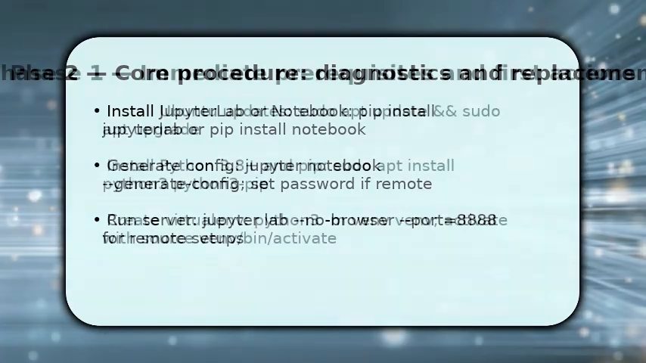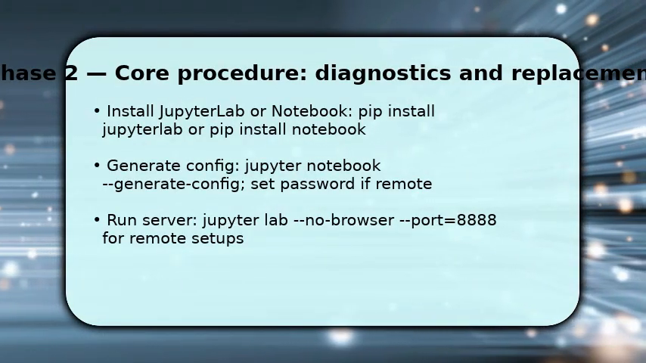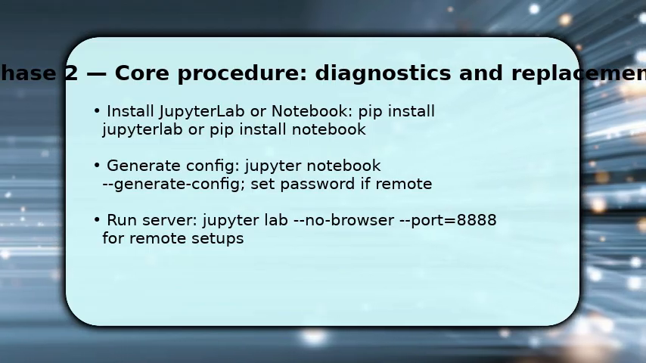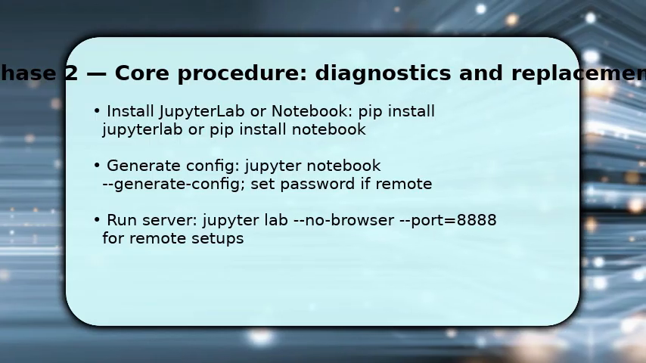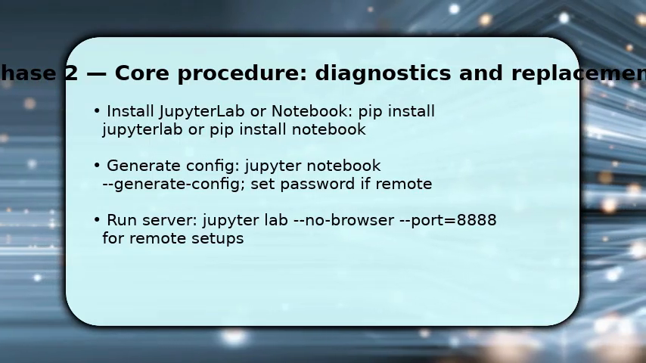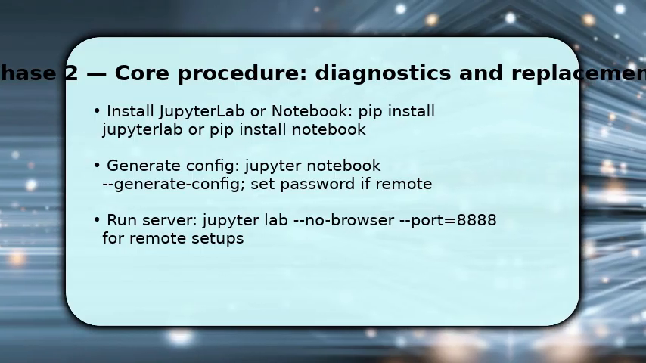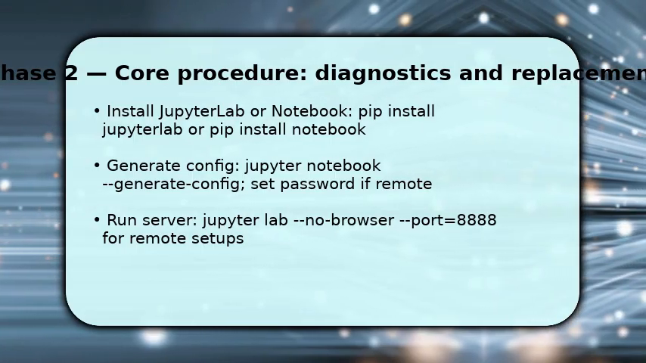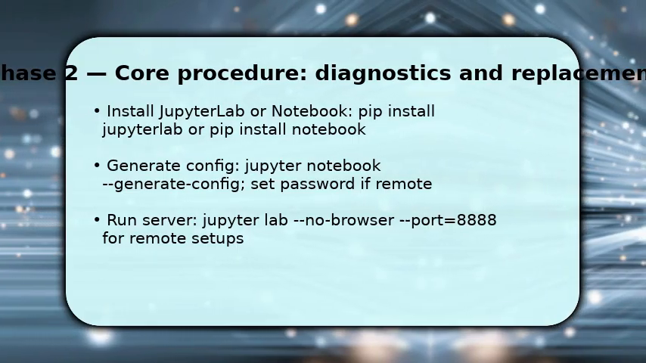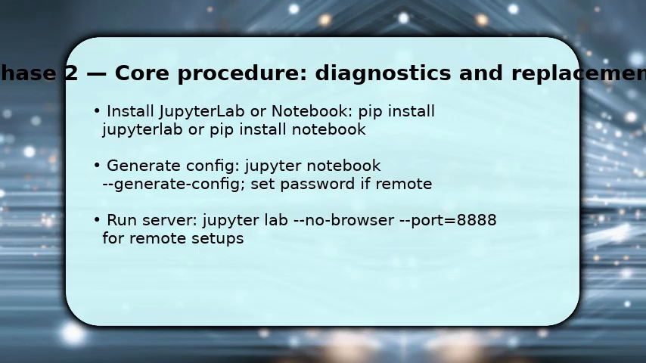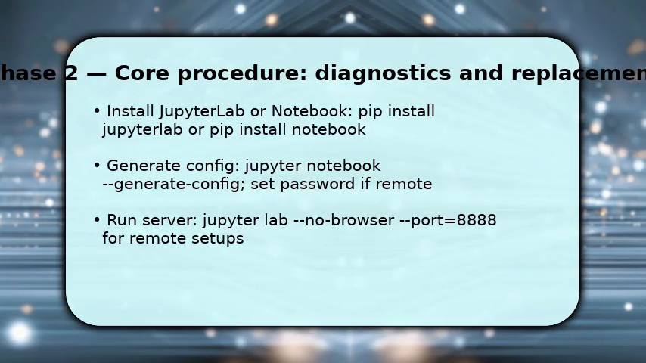Next, install Jupyter Lab for a modern interface or the classic notebook. Pip handles both. Once installed, generate a config file so you can configure ports, IP, and security. If you'll access remotely, set a password with Jupyter server password and consider using no browser plus a specific port. Make sure to start the server from the project folder so kernels see local files, and verify the kernel matches your virtual environment to avoid package mismatches when executing.